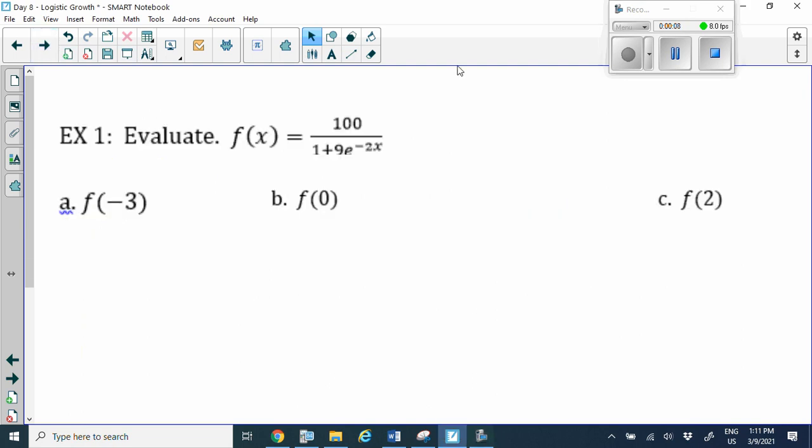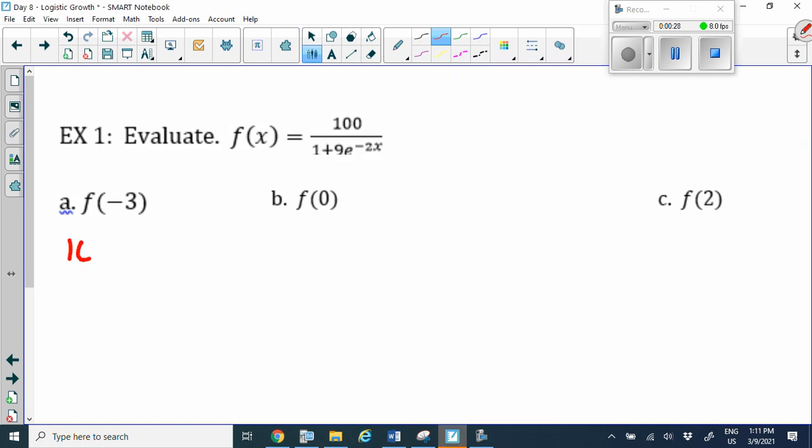Okay, so the first thing that we're going to be doing is evaluating. So we have the function f of x equals 100 over 1 plus 9e to the negative 2x power. So what we're going to do for a, b, and c is plug the values into where we see x. So the first one is we have negative 3.